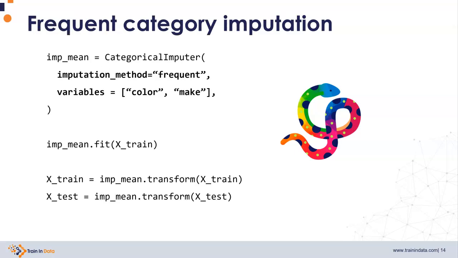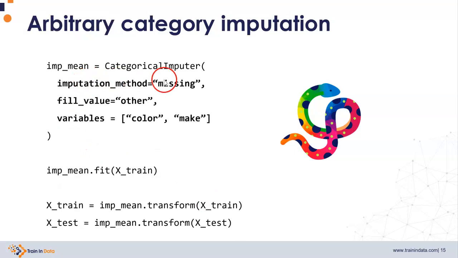There is a separate transformer to impute categorical variables, which is called the CategoricalImputer. In the imputation method, we can specify frequent to impute with the most frequent category, and then in variables we specify the variables to modify, in this case color and make. With fit, the transformer will take the most frequent category of color and make, and with transform it will use those values to modify color and make in the train set and then in the test set. If instead we want to modify with a specific string, the imputation method should be missing, which is the default method for this transformer. And then in the fill value, we can pass missing, other, or any string that we want to use for the imputation. And then we specify yet again the variables that we want to modify. If here we pass a None, it will impute all the categorical variables in the dataset by default.